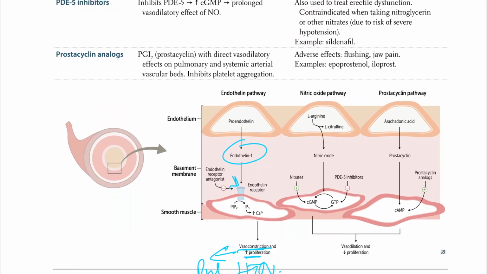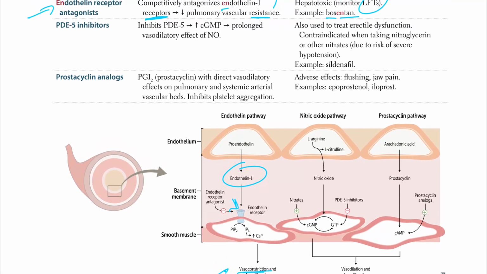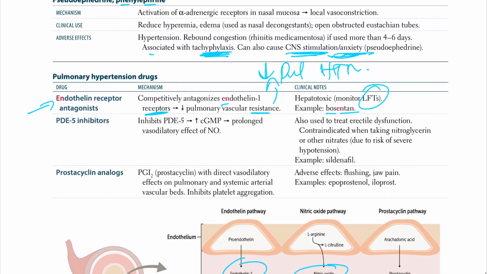We have the prostaglandins, right? Actually, let's talk about nitric oxide first. Nitric oxide causes vasodilation, but it is destroyed by the PDE5. So let's look here. Actually, let's get back.